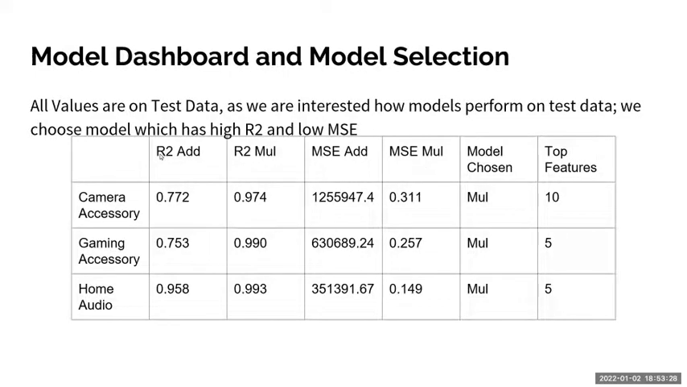So R2 is R-squared for the additive model, ADD is the additive model, null is the multiplicative model. You compare which one is higher. For a multiplicative model, in general, you have a higher R2 score, and you also see the mean squared error for a multiplicative model is on the lesser side. So we choose the multiplicative model for all three subcategories.